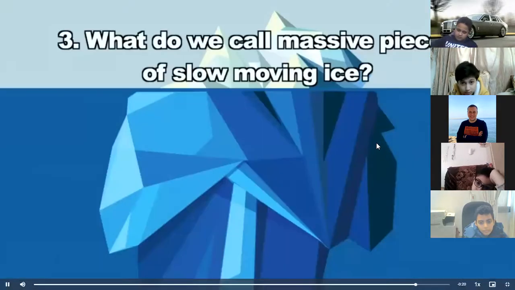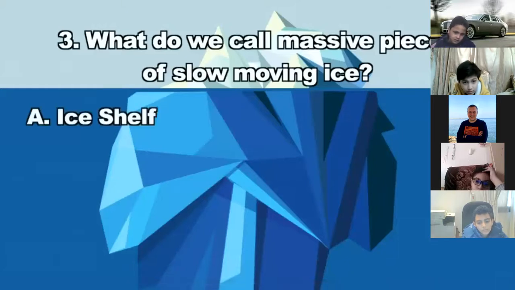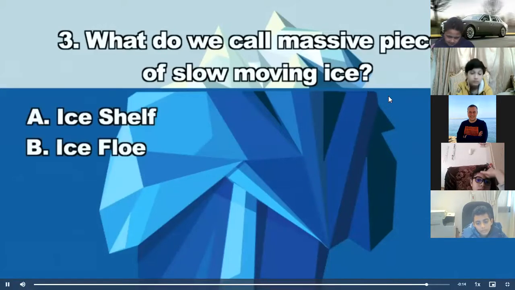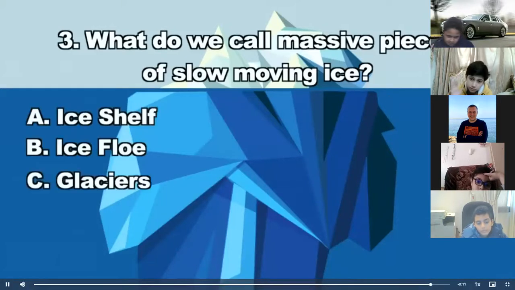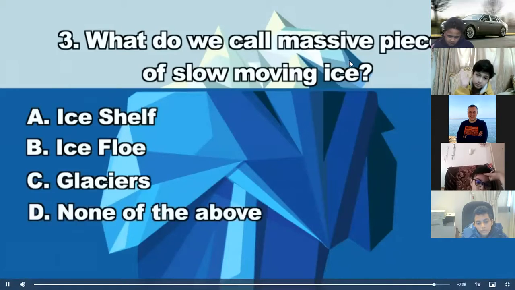surface. Question 3. What do we call massive pieces of slow-moving ice? A. Ice shelf. B. Ice flow. C. Glaciers. D. None of the above.